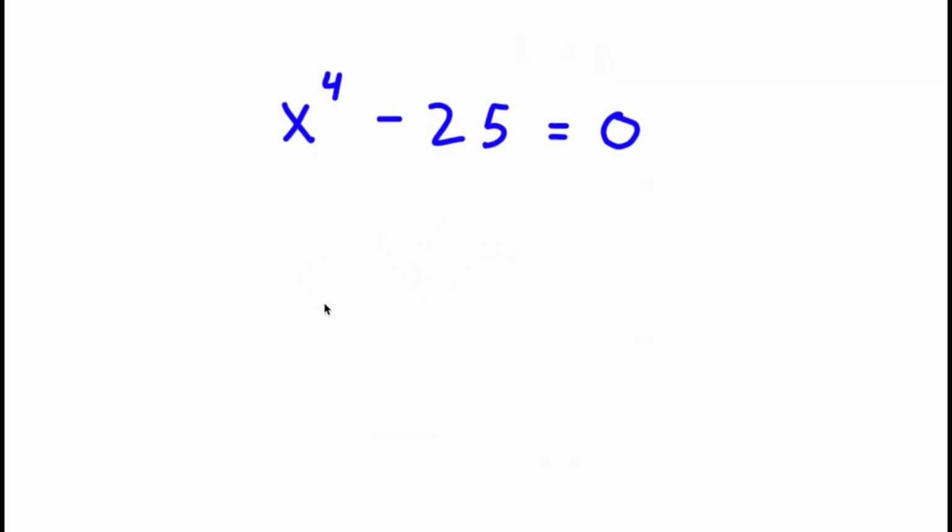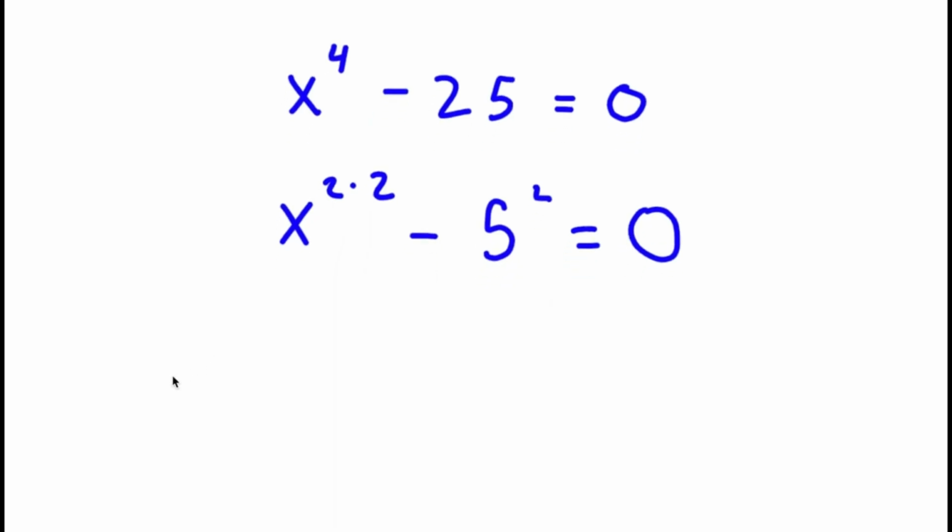Alright, so in this problem, I have x to the power of 4 minus 25 is equal to 0. So now the first thing I'm going to do is rewrite x to the power of 4 as x to the power of 2 times 2. So now I have x to the power of 2 times 2 minus 25, I'm going to rewrite as 5 to the power of 2. So I have x to the power of 2 times 2 minus 5 to the power of 2 is equal to 0.